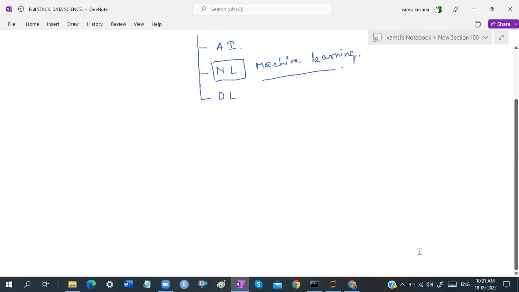So simply, what do we mean by machine learning? Let me give a small example, a common example which most of these machine learning experts use. Let us take an example of a bank. In banking, let us take the loans department.